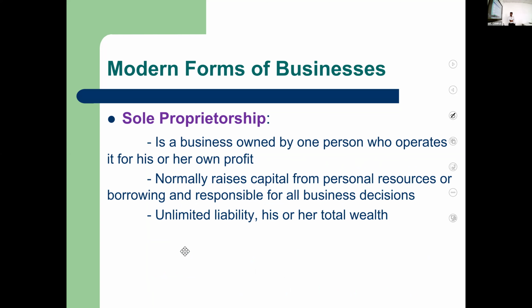Next, sole proprietorship. What is a sole proprietorship? It's owned by one person, also managed by that same person, to earn profit. Normally it raises capital from personal resources or borrowing, and the owner is responsible for all business decisions. He has unlimited liability, his or her total wealth, right? So you know those things. I'm not going to take much time on those things.